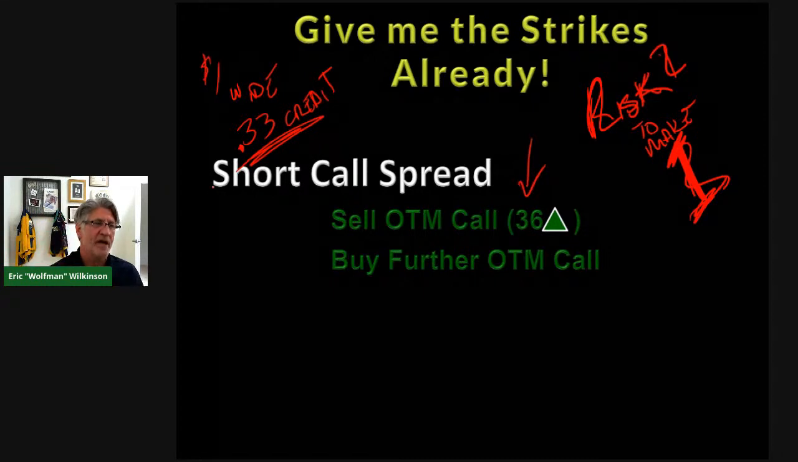So I'm risking 2 to make 1. And I'm starting with this 36 delta out of the money call. And then I'm going to use this. The one that I buy defines the risk, but it also is going to set it up where the width of the spread, my credit, is equivalent to a third the width of the spread is ultimately what we want. A third the width of the spread.